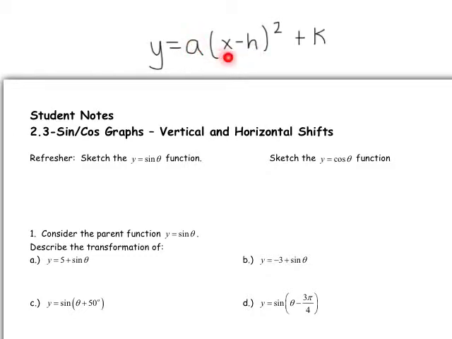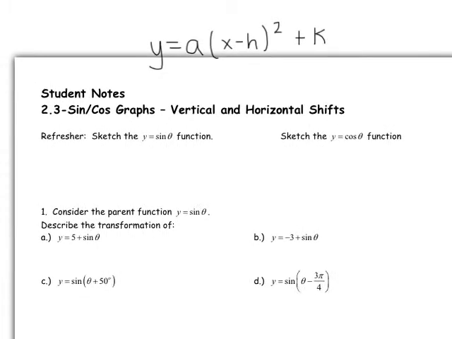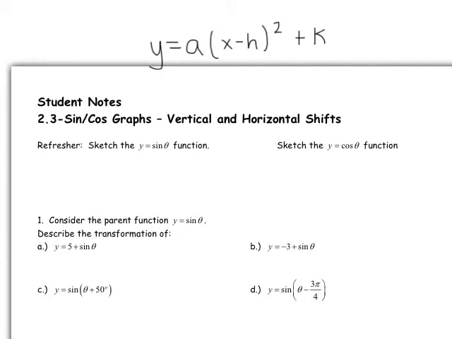H, when it's inside with the X, is a left and right movement. And actually when it's minus, it's right, and when it's plus, it's left. And then K, what's all by itself, is going to affect the Y by going up and down. So if you keep that in mind, it might help because it's really the same for sine and cosine, except it's with a trig function.